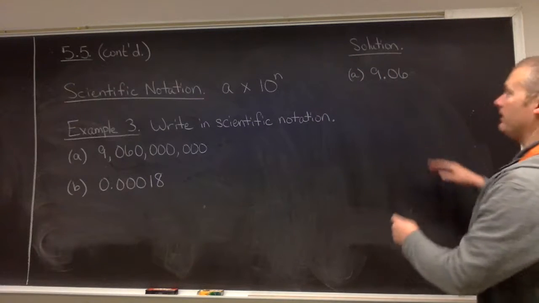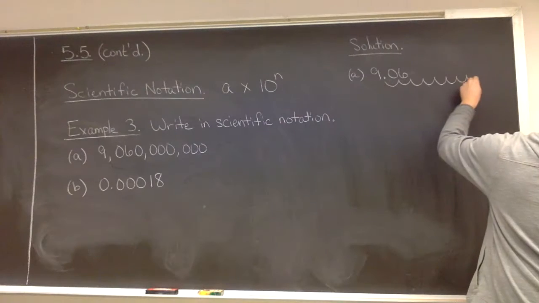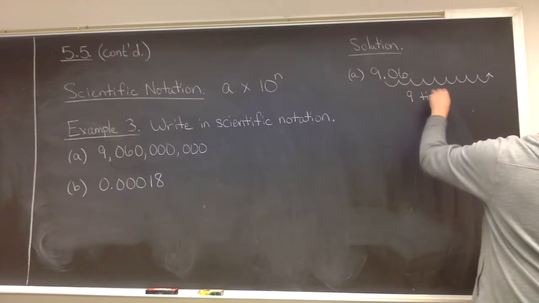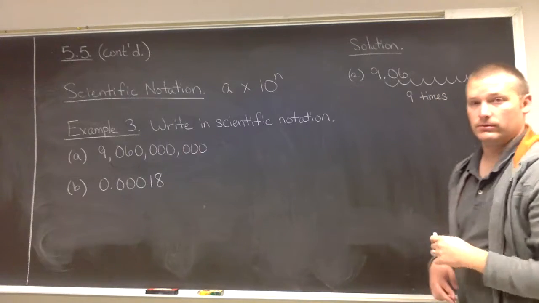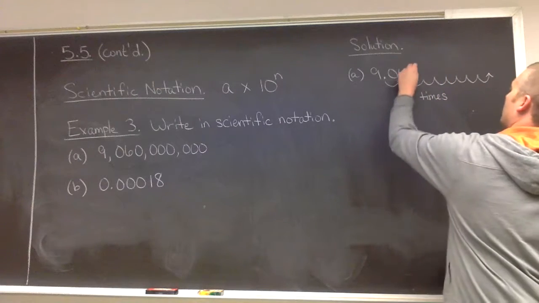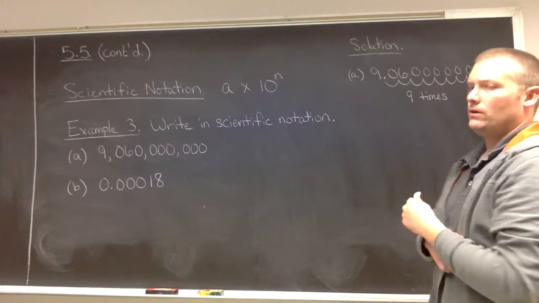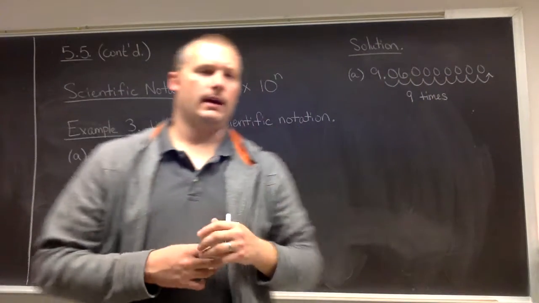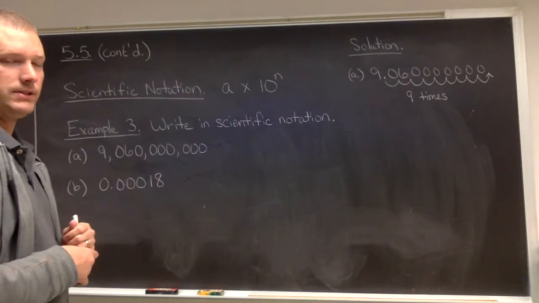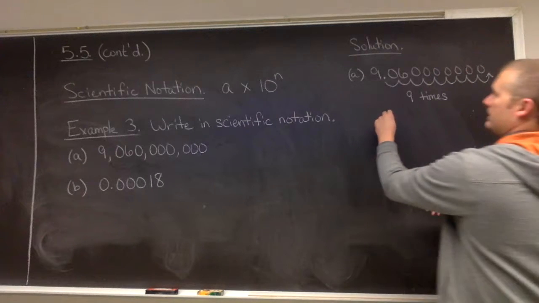So we can illustrate that up here. 1, 2, 3, 4, 5, 6, 7, 8, 9. Okay, so that's 9 times. And that enables us to create enough zeros, to create the 7 zeros after that 6. And so as a result, we say that this number, 9,060,000,000, is 9.06 times 10 to the 9th.